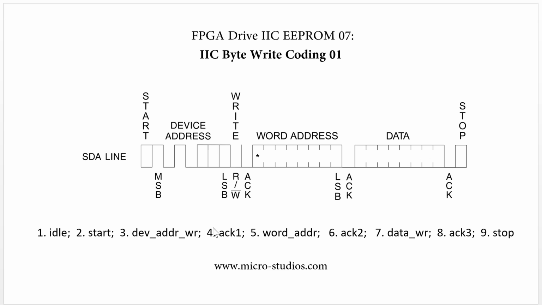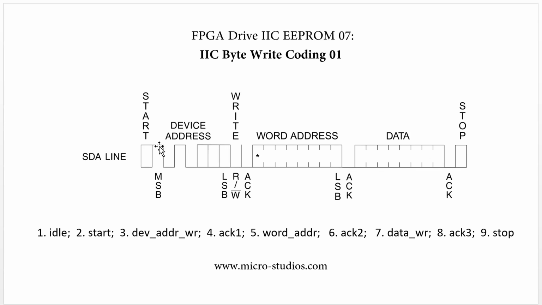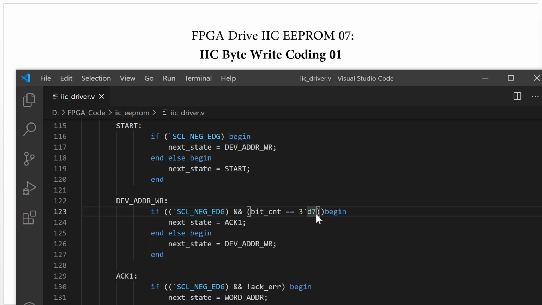output the device address. Okay, so we give bit count equal to 7. This bit count is used to calculate how many bits here. Why is it 7? Because it starts from 0. So we also need to define this variable.